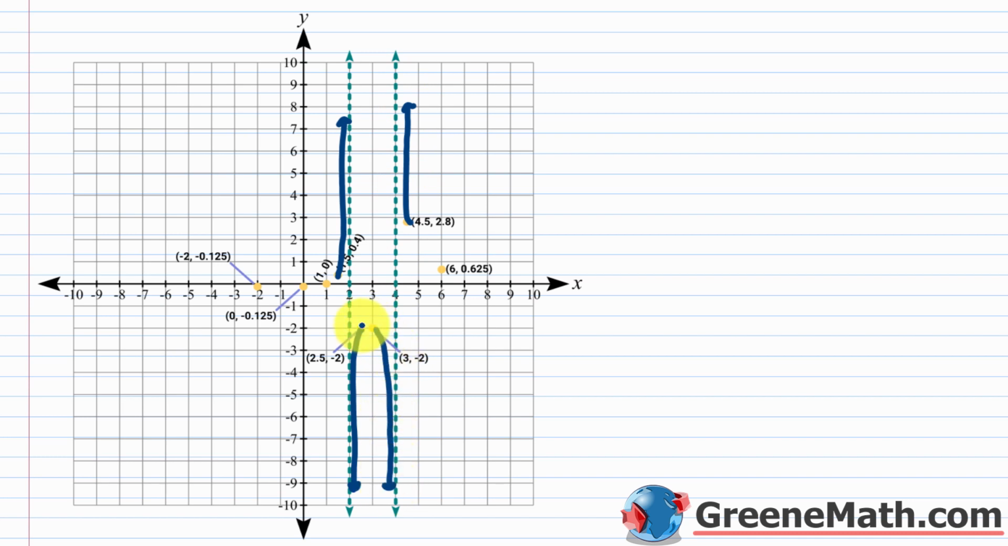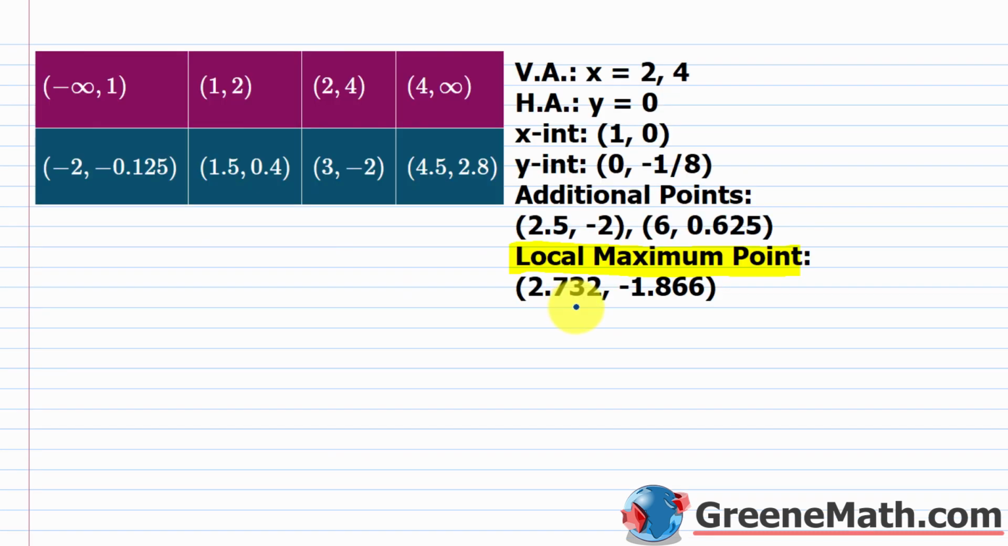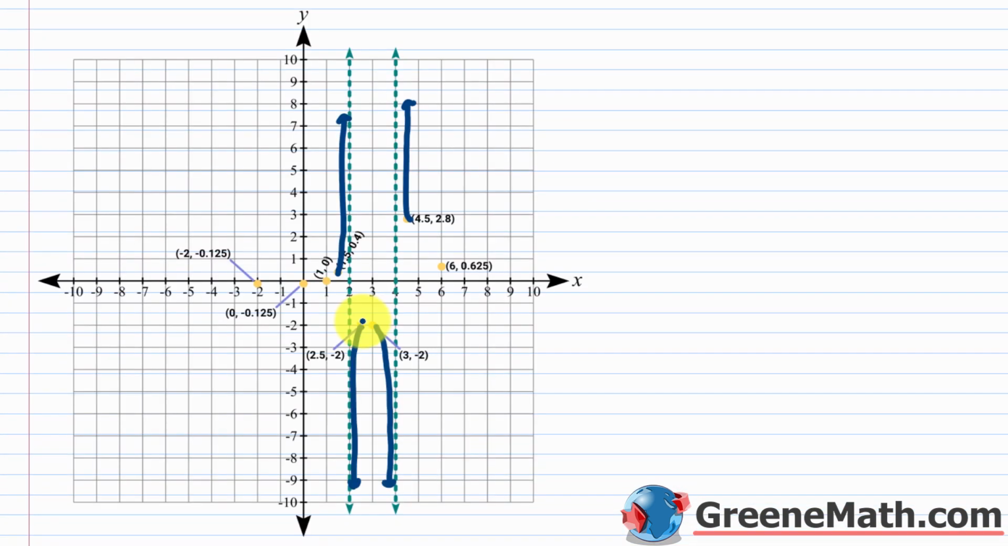And that's the toughest part here: you know you're going to turn, but you just don't know where. And that's where that approximation comes in. Again, I've already given you the local maximum point, so 2.732, -1.866. That's an approximation, but it lets us know that we would turn somewhere like this. So something like that. And then this part right here, it's actually important to get right.